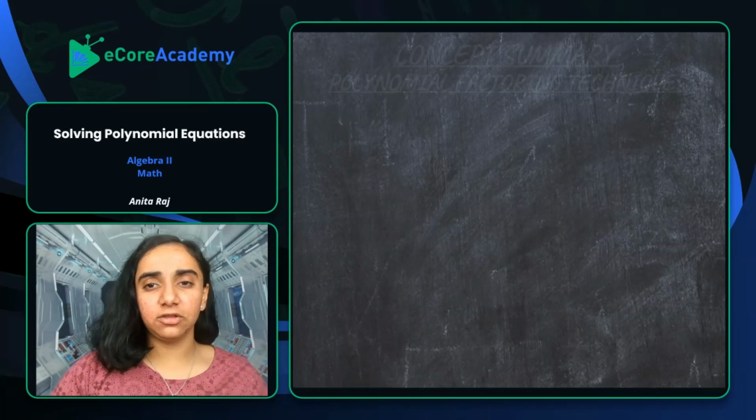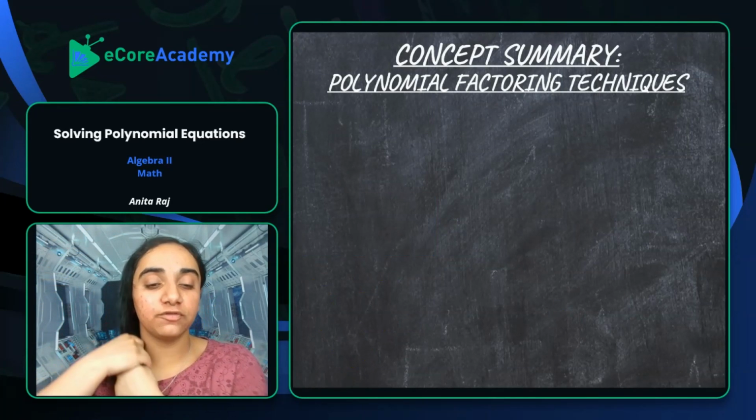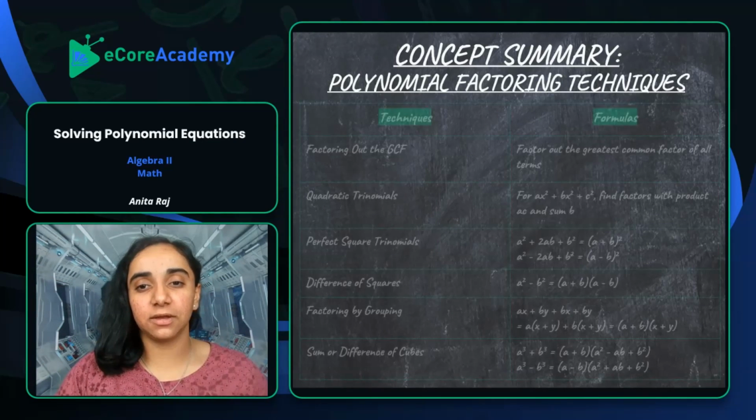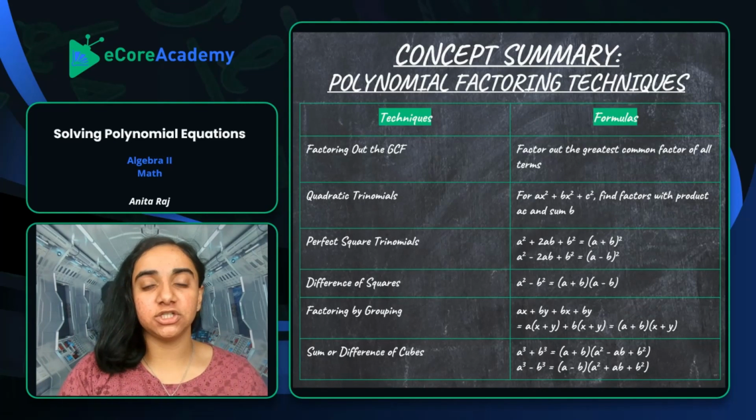All right, let's move right along into the concept summary. Here's a table of polynomial factoring techniques. Here are the 6 of them. The technique is shown in the left column, and the formulas that you can follow are shown on the right. The first one is factoring out the GCF. Remember, GCF is the greatest common factor. So what you're going to do is factor out the greatest common factor of all the terms.